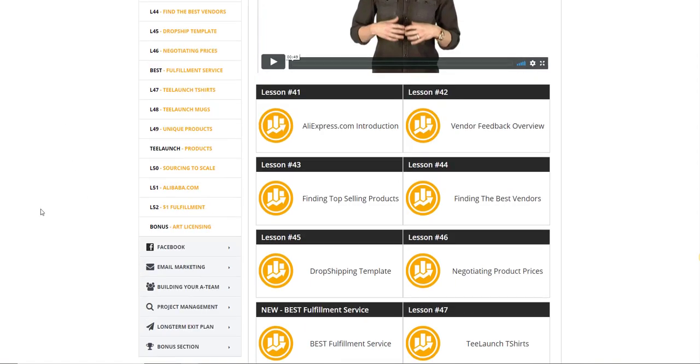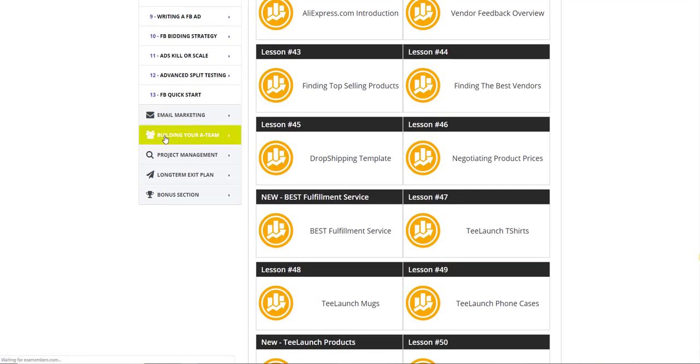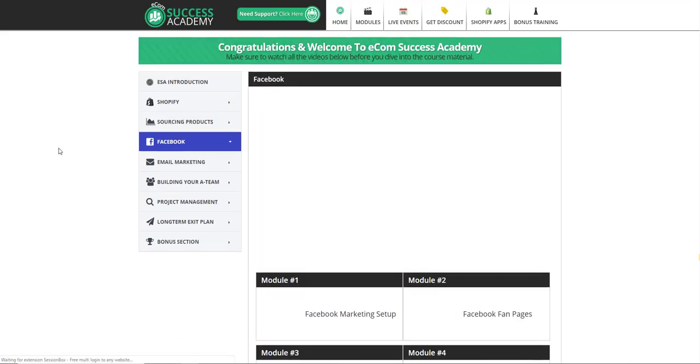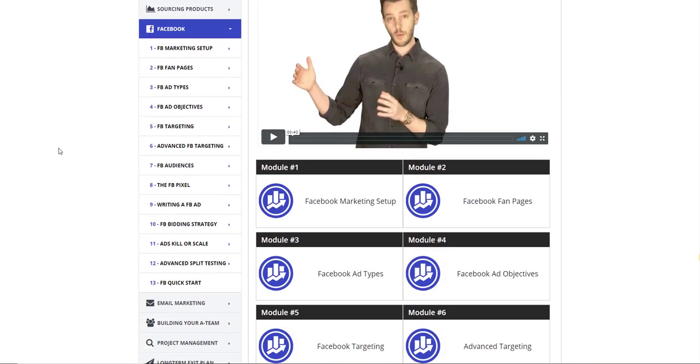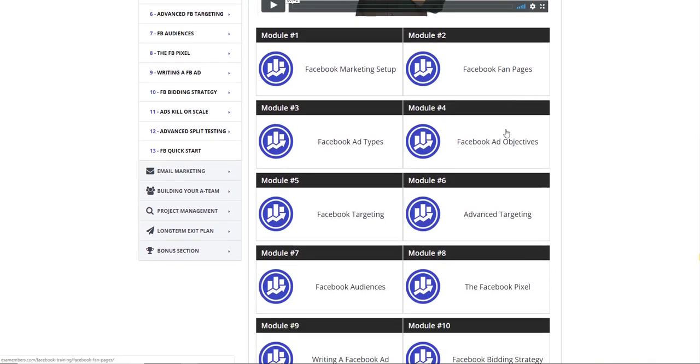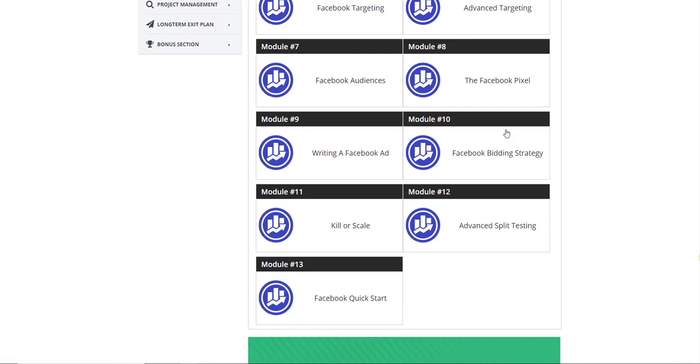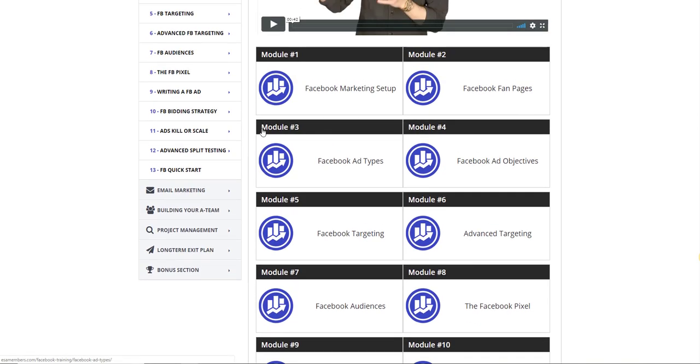So the next module is Facebook, which is a very large module, and it should be, because when it comes to Adrian's training and drop shipping, he does a lot of modules with Facebook, and his technique is a little different than everyone else's, but there's a lot of material. You can see there's how many modules here? You have like 13 modules just on Facebook alone.